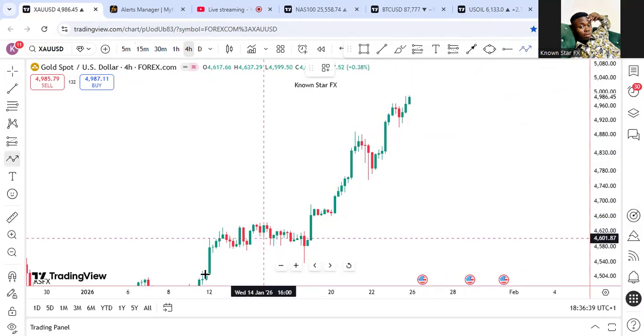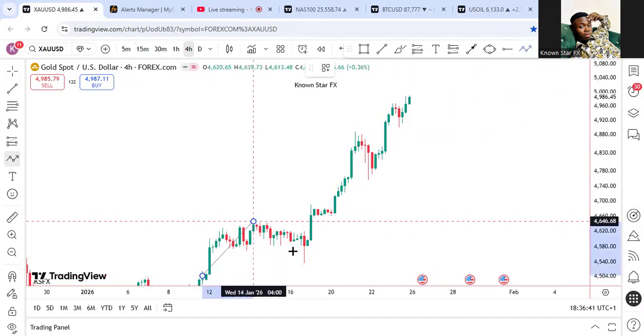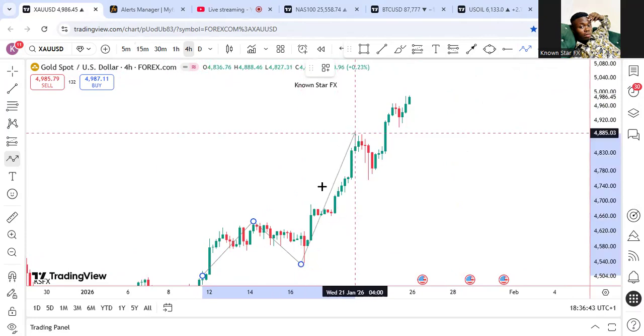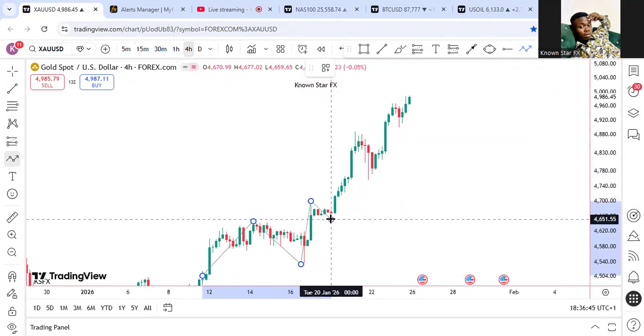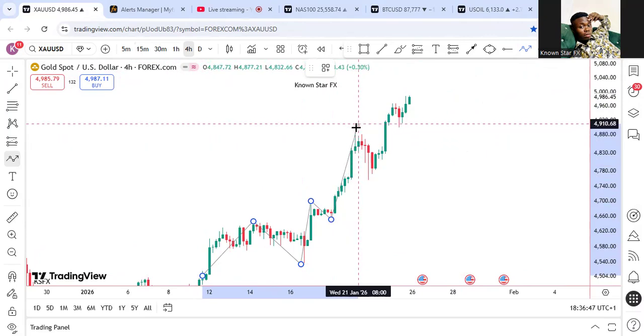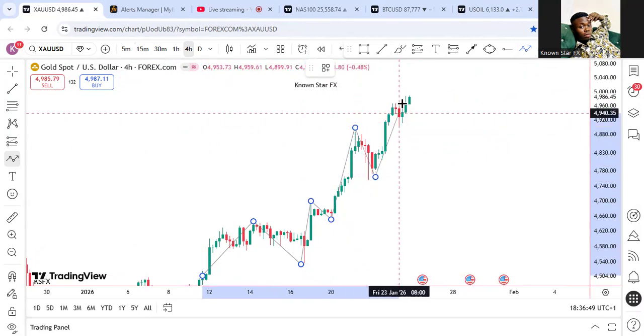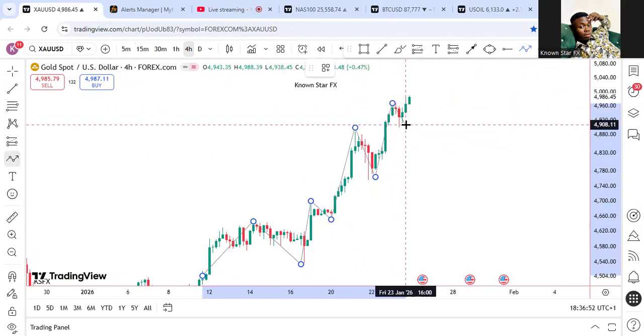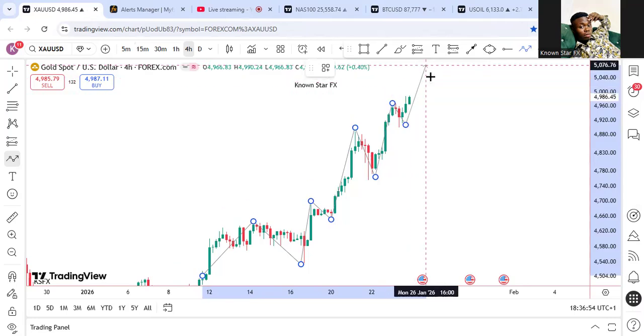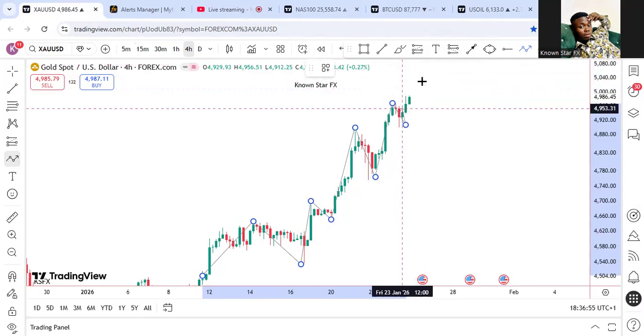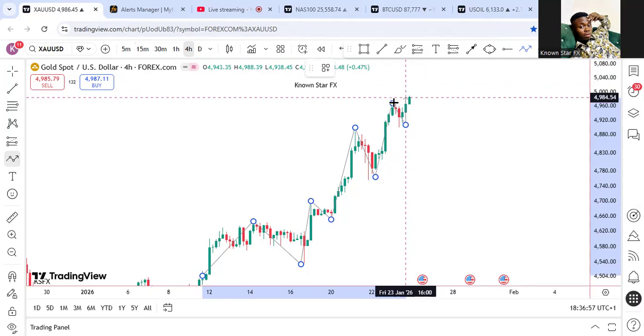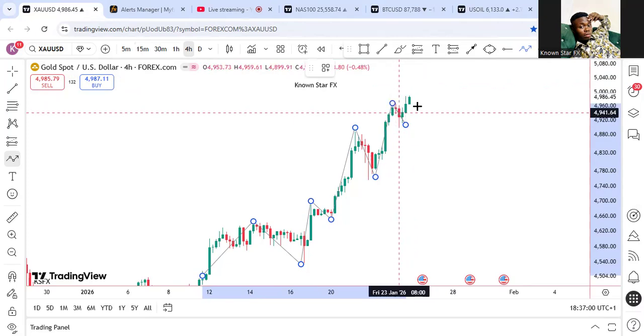Looking at the 4 hour time frame, what's happening? We have a high, we have a low. We have a new higher high, a new higher low, a new higher high, a new higher low, a new higher high, a new higher low. Look at this. Now, what are we expecting the market to do? You can't term this a minor zone because this is on the 4 hour time frame.